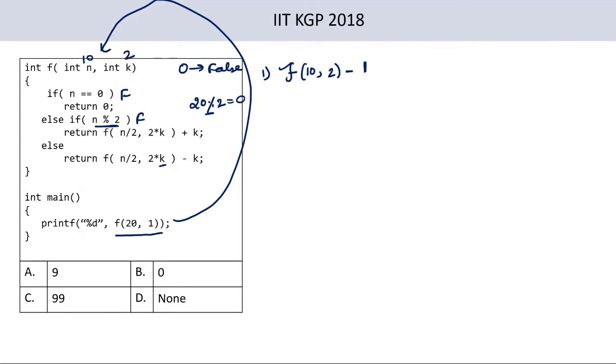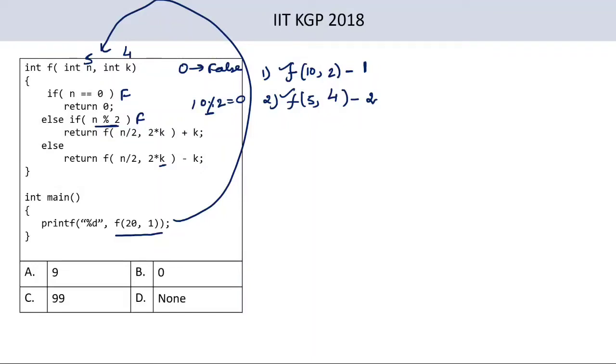Now you will again check, is n equal to 0? False. The condition is absolutely false because n is not 0. 10 modulo 2 is again 0, so the condition again becomes false. So you will again call f. 10 by 2 is what? 5. 2 into k, what is the current value of k? 2. 2 into 2 becomes 4, minus k, minus 2. Fine. So again you will call this function with value 5 and 4.